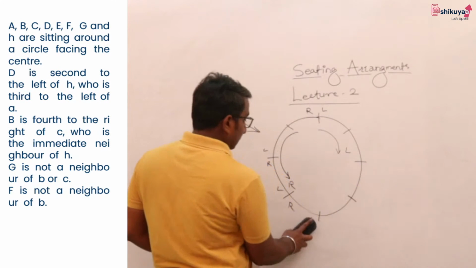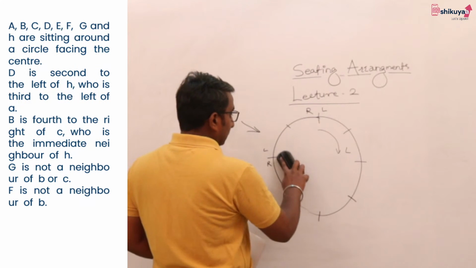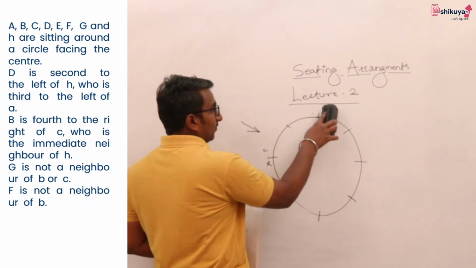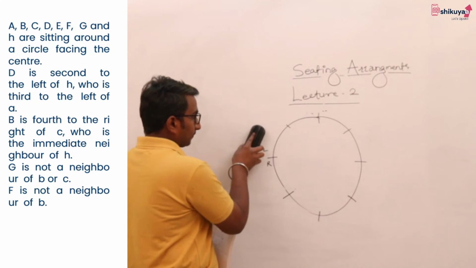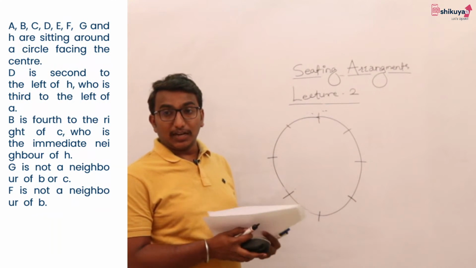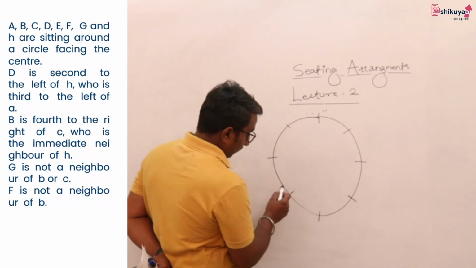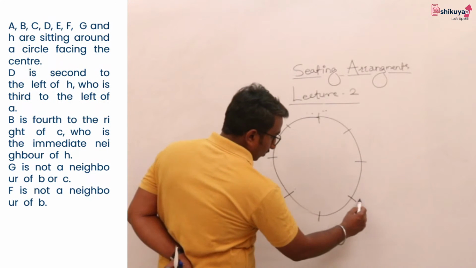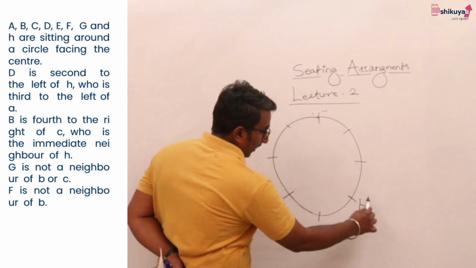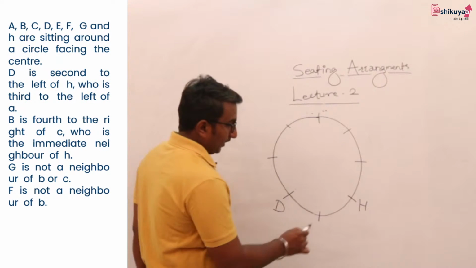Okay, so let's read all the statements one by one, and according to that let's place the data in the diagram. In the first statement they have given that D is second to the left of H. Now let's assume H is over here, and D is second to the left of that. So right is in this direction, left will be this. So 1, 2. So D will definitely be here, right?